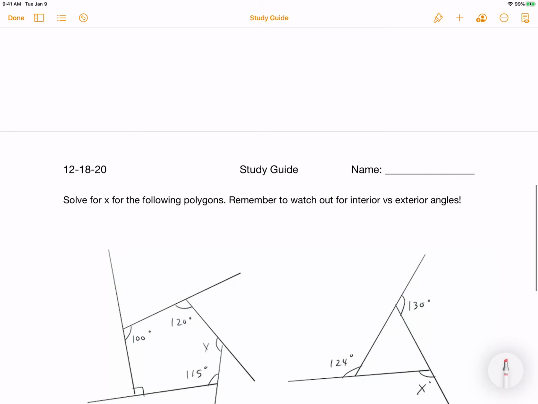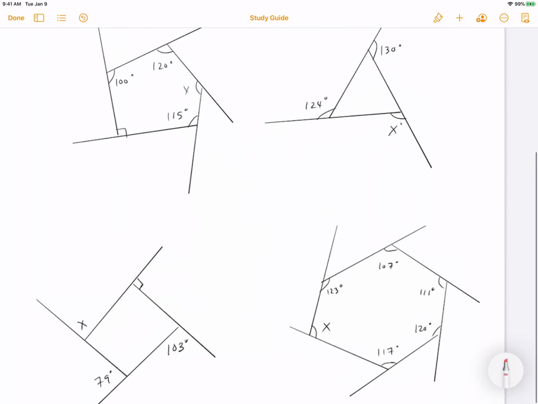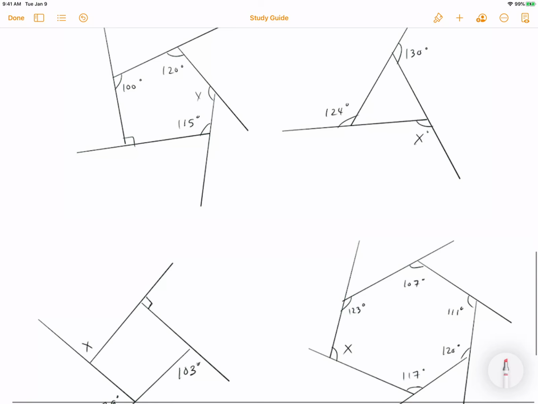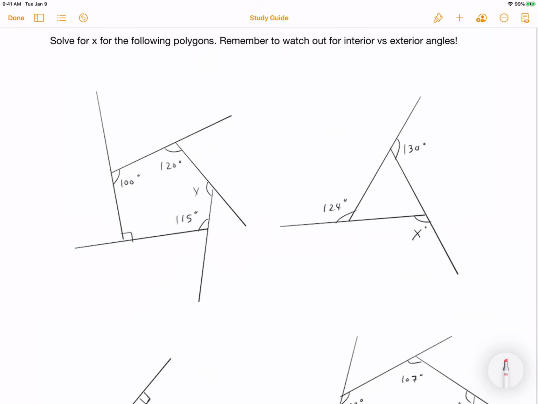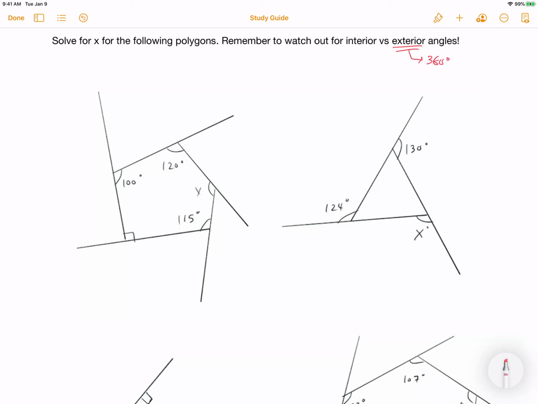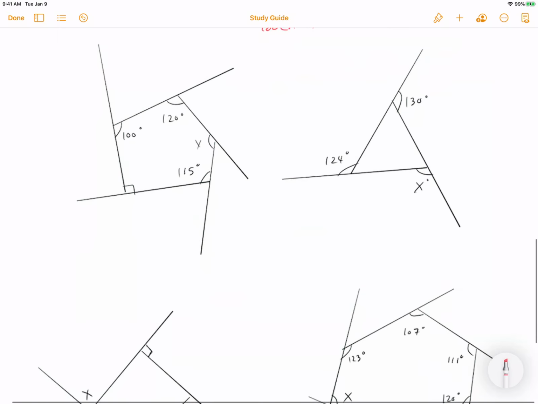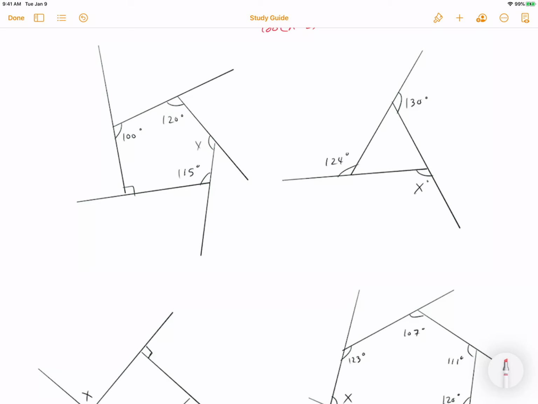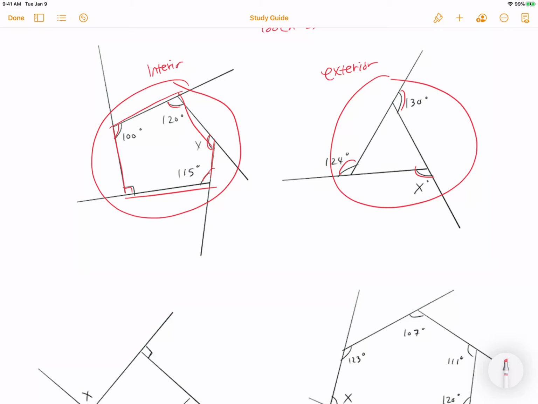All right, so the last couple of questions that we see here. Now for these, you just have to remember that exterior angles add to give you 360. And interior angles always add to give you 180 times n minus 2. Determining whether you're doing interior versus exterior, that's also an issue. So for the very first question that you see, do we have an interior or exterior? The answer is interior, because you see all the angles are inside this pentagon shape. If it's outside the polygon, then it's exterior. So this is the perfect example of an exterior angle.